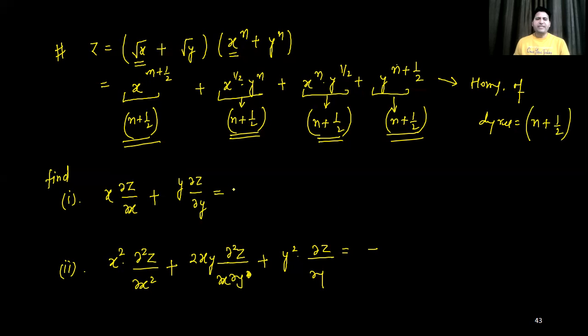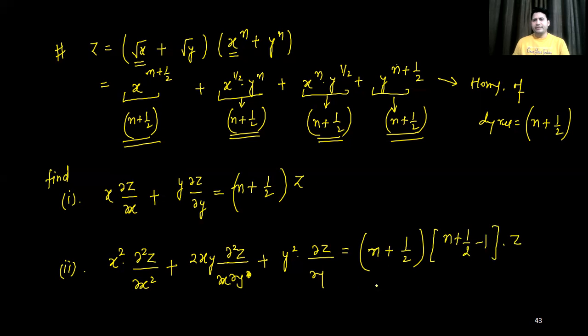So the answer of the first one is the degree into z, so n plus 1 upon 2 into z. The second one will be n into n minus 1 into z, with n being n plus 1 upon 2. Simplify. So n plus 1 upon 2 times n minus 1 upon 2 into z. You can see how quickly we are solving these kinds of questions in order to get the required result.